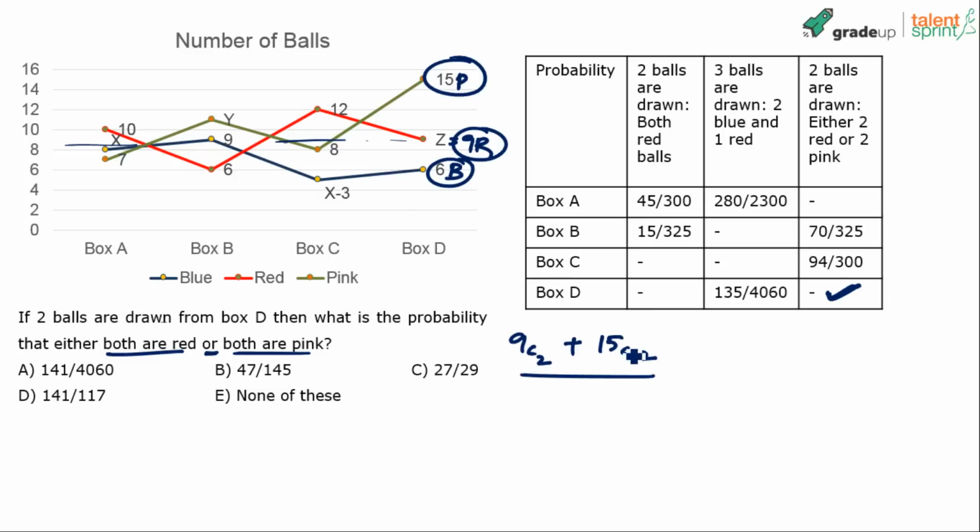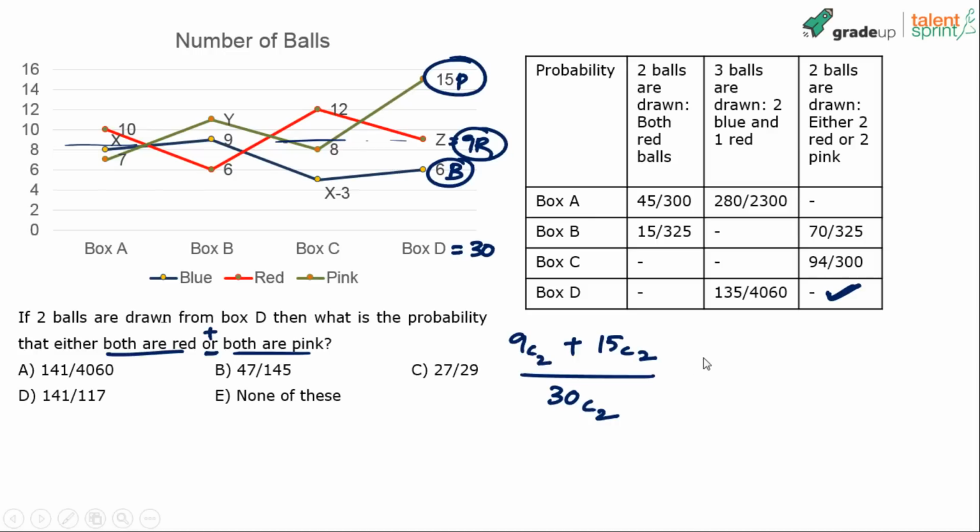So this is the number of favorable outcomes, right? Probability is nothing but the number of favorable outcomes by the total number of outcomes. The number of ways in which 2 red balls can be chosen is 9C2, and 2 pink balls 15C2, divided by the total number of ways. What is the total number of ways? Total number of balls in box D is how much? 15 plus 9, 24 plus 6, 30. So out of 30 balls, we need to choose 2, which can be done in 30C2 ways. 2 red, 2 pink, 2 different cases. Or means plus, right? Either both are red, 9C2, or both are pink, 15C2, divided by the total number of outcomes, 30C2.